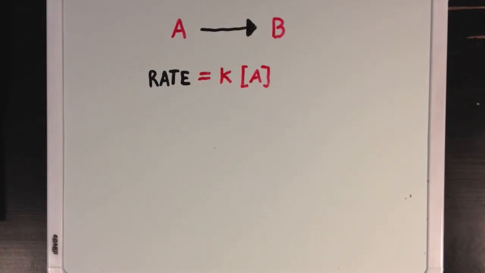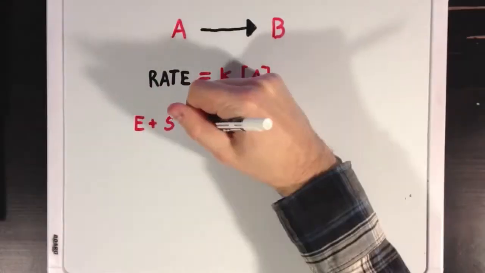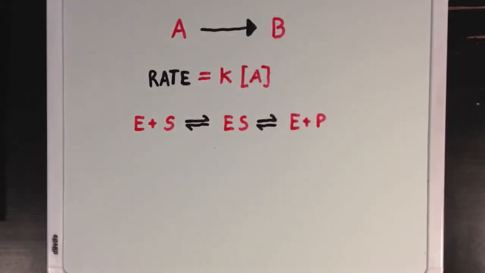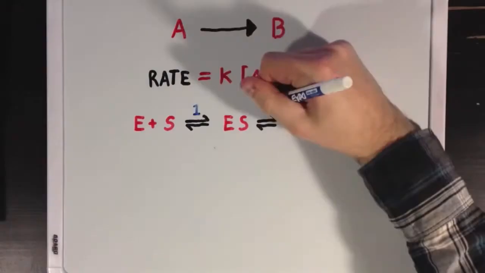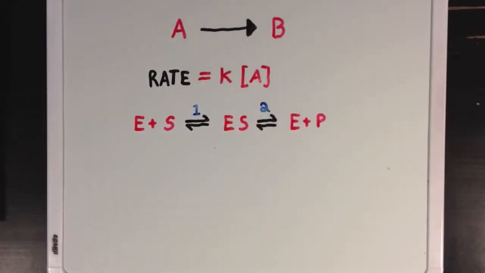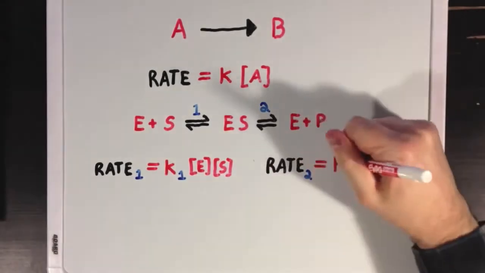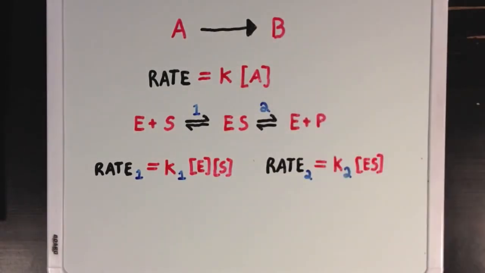So for our sequence that I mentioned before, E plus S going to ES going to E plus P, we'd have two reactions going on, 1 and 2, which would each have their own rate equation. Rate 1 would be equal to rate constant K1 times the two starting material concentrations, which are E and S, while rate 2 would be equal to K2 times the concentration of one starting material, ES. Notice that reaction 1 has two reactants, E and S, while reaction 2 only has one, which is the ES complex.